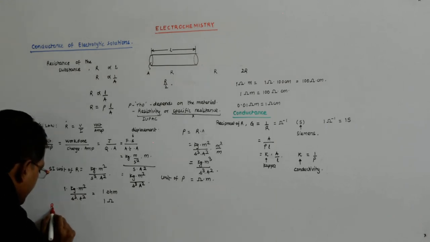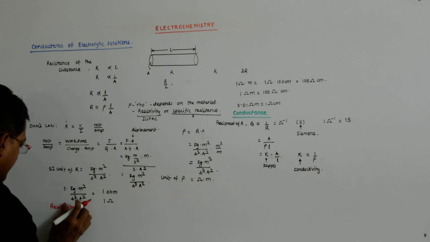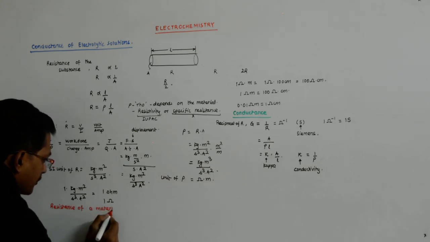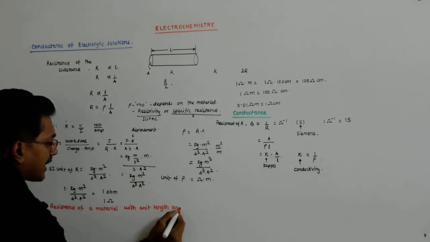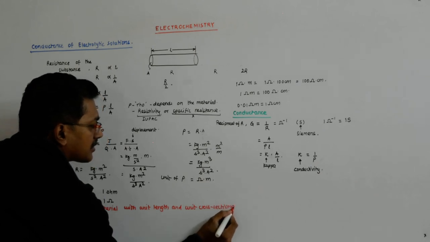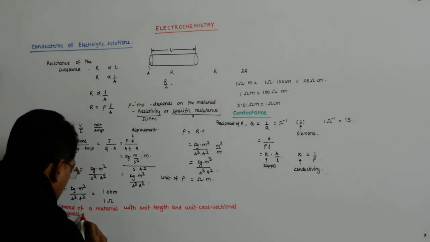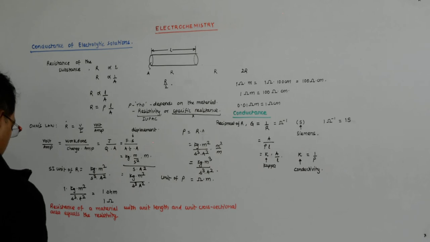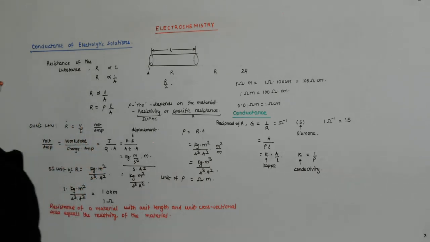So I say that the resistance of a material with unit length and unit cross-sectional area equals the resistivity of the material.